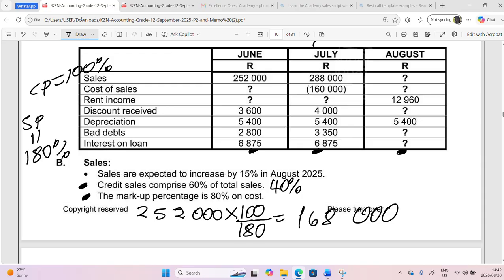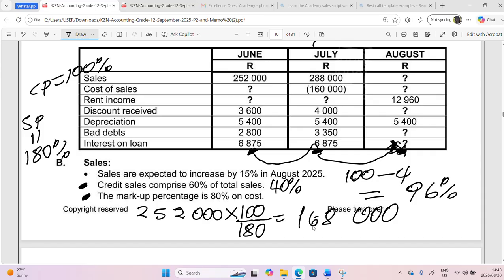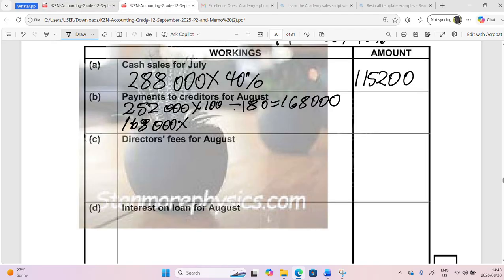This is the inventory that we bought on credit when June, which will pay after 2 months. 2 months after June, we have July, August. We pay our creditors on August for June credit purchases. So here's what we need to know. We are also receiving a discount of 4%. So from 100% that we owe, we will receive a discount of 4%, which means we'll only pay 96% from the 168,000. So you are going to multiply here by 96%. 168 multiply by 96%, and then you will have your payments to creditors.